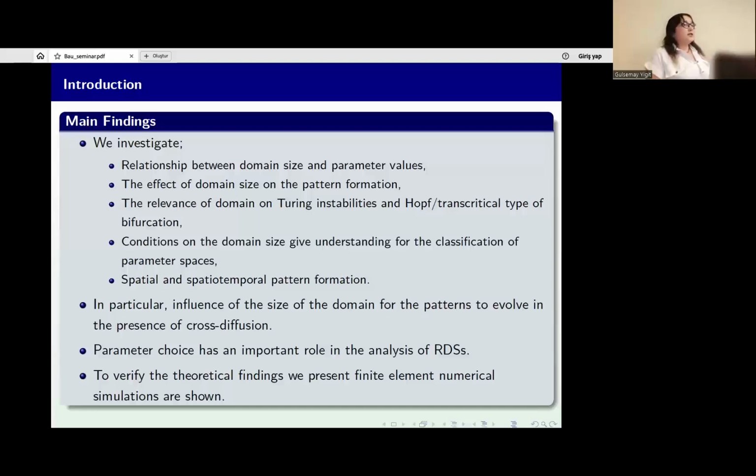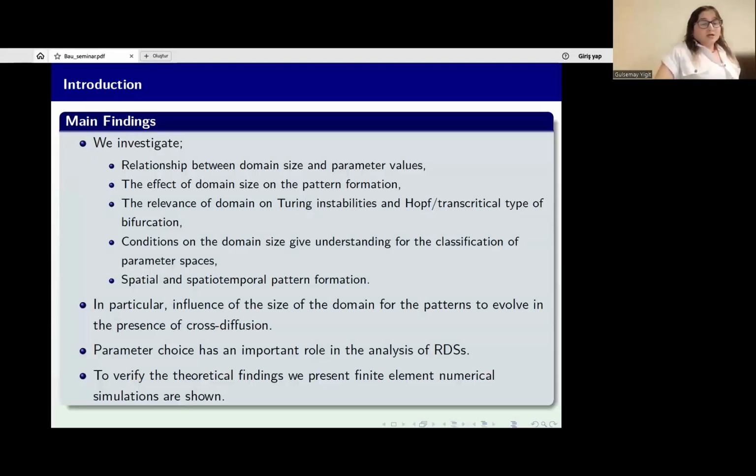And in addition to the Turing instabilities, I'll also be talking about a Hopf or transcritical type of bifurcation, referring to the spatiotemporal patterning. We have the spatial variations, and also temporal periodicity. So I'll show you those kinds of bifurcation results as well. Then I have several conditions. These are newly suggested conditions that give us an understanding in parameter spaces. Then, of course, we are doing all the analysis in addition to the cross-diffusion to the system.